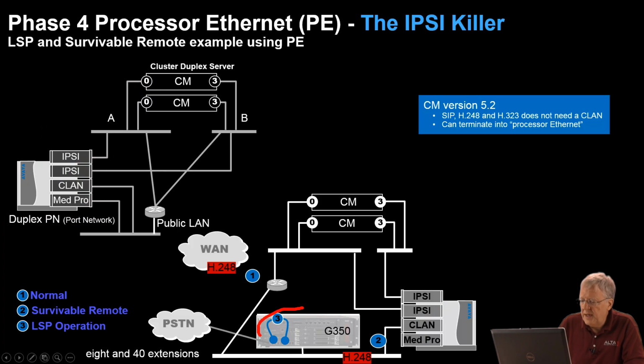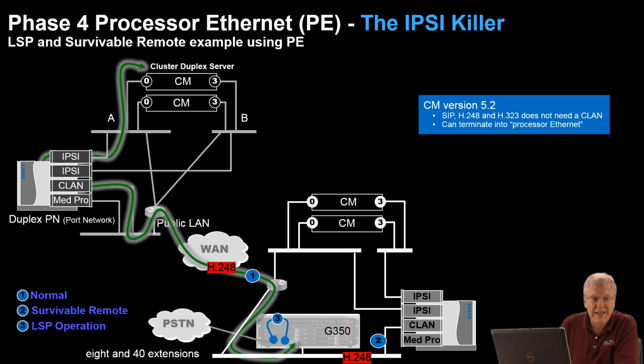But let's go ahead and add an H.248 gateway, and here's the bad news. The H.248 gateway cannot go directly to a communications manager. It doesn't have an IPSI. But arguably, it's using a more desirable protocol. It's using H.248. The IPSI stuff was proprietary. So to connect the G650 to Communications Manager at this time, prior to Processor Ethernet, the only way to connect was through a CLAN, through the IPSI, to the Communications Manager.